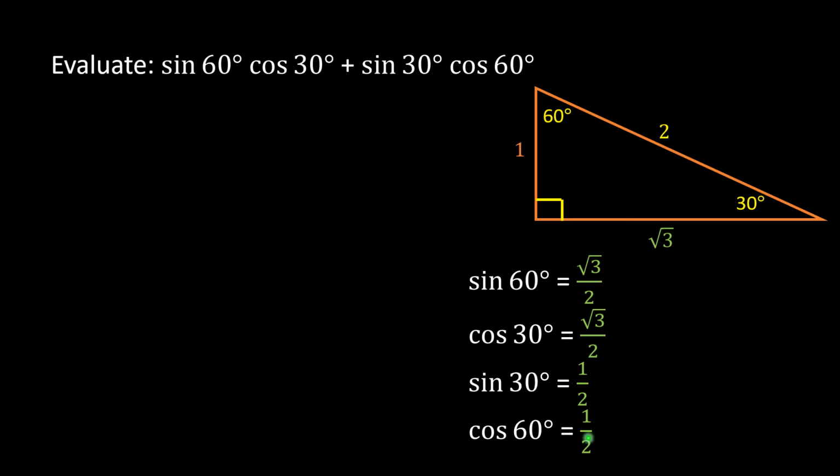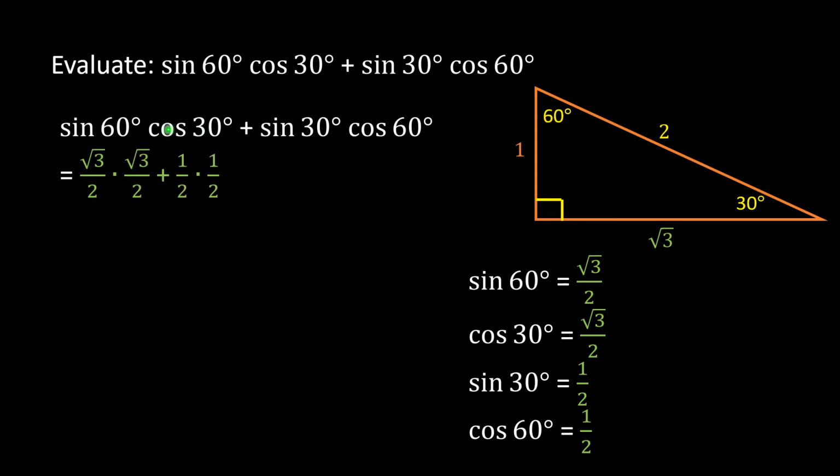Now we will substitute these values in the expression. For sine 60, we write root 3 divided by 2. Cos 30, we write root 3 divided by 2. Plus sine 30 1/2, cos 60 1/2. Root 3 multiplied by root 3 will be 3, 2 multiplied by 2 will be 4, 1 times 1 is 1, 2 multiplied by 2 will be 4. Since the denominator is same, we will add the numerator. So it becomes 4 divided by 4, which is 1. So the value of this expression is 1.